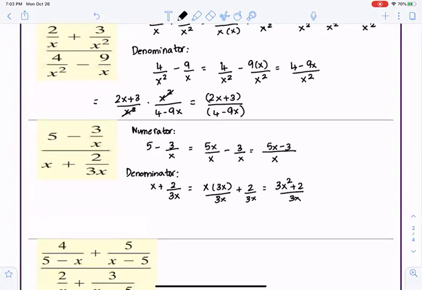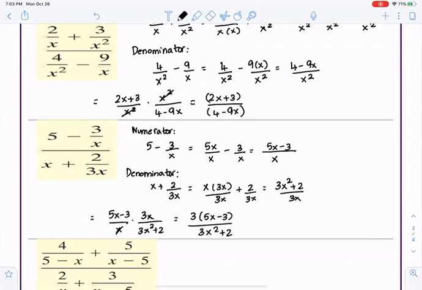Now we have the numerator combined, the denominator combined. All we have to do is flip the denominator and multiply it to the numerator. So 3x over 3x squared plus 2. The x's will get cancelled. So we have 3 multiplied by 5x minus 3 divided by 3x squared plus 2.